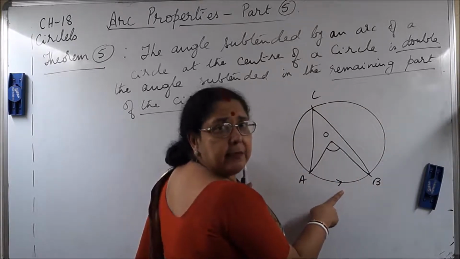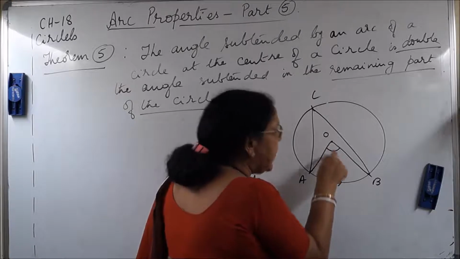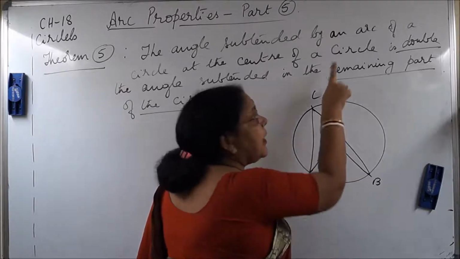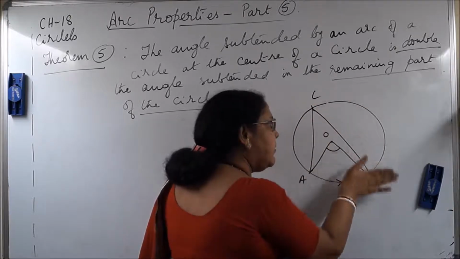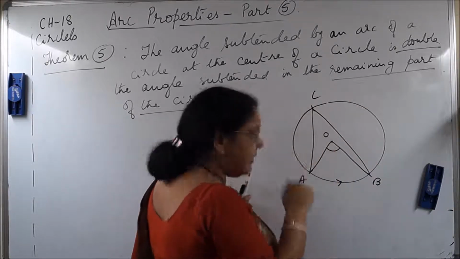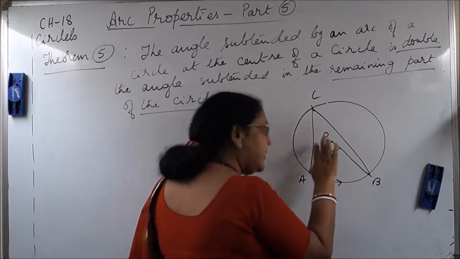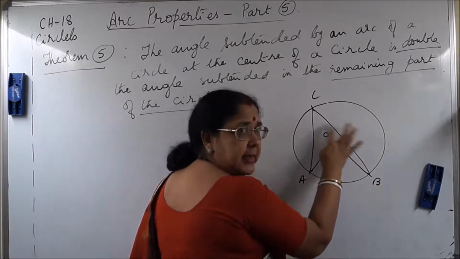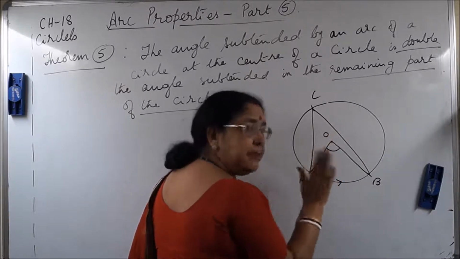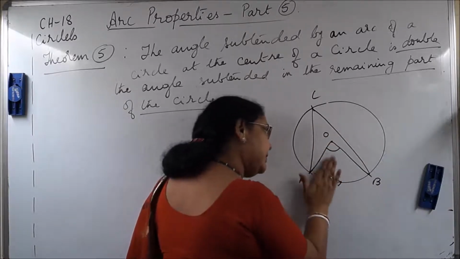C cannot be here. If C is here, then this angle and this angle will not be according to this relation. Okay. So first of all, let us prove this, then I will explain. If there is another part to this also, what about this angle, the reflex angle? Okay, so that also I will explain slowly. But first let us consider this part.